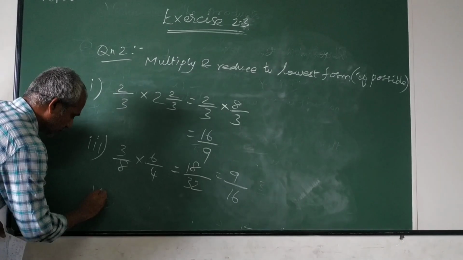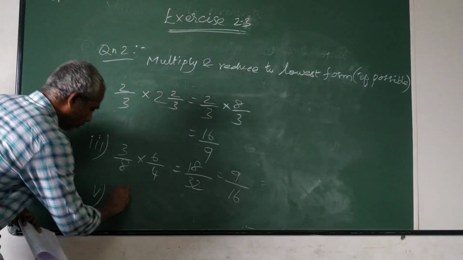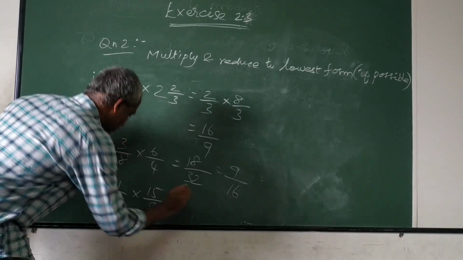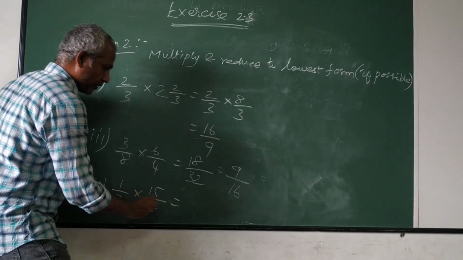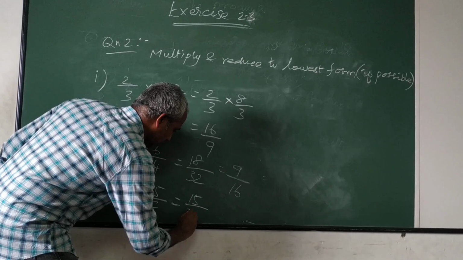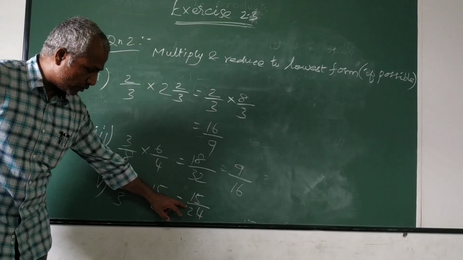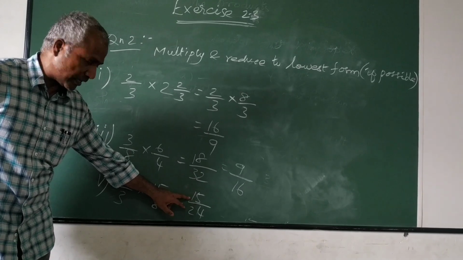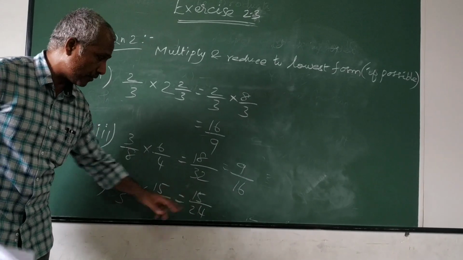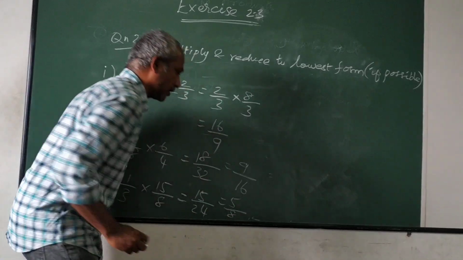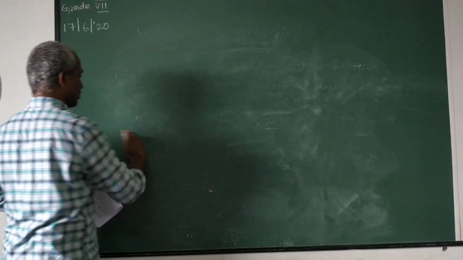Fifth one, 1 by 3 into 15 by 8. So 1 into 15, 15, 3 8s are 24. Now children, both the values are commonly divisible by 3. So using the table of 3, 5 3s are 15, 8 3s are 24. This is the lowest form of the result.